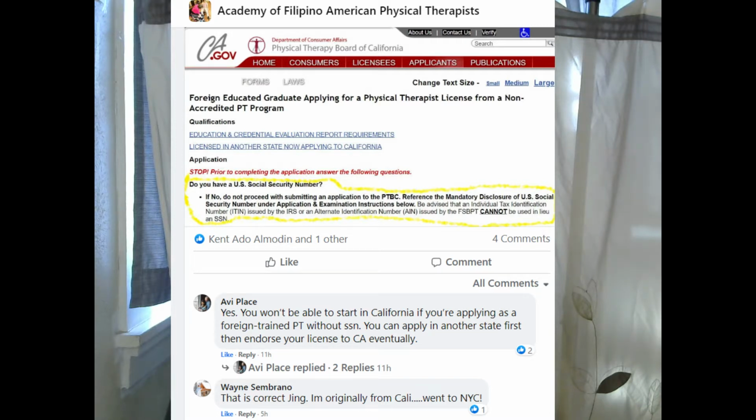Okay, so if you don't have a social security number, then you cannot apply to the state of California to start your US practice as a physical therapist. So when can you apply to California? If, for example, you're an immigrant here or a US citizen, and I've known some people who did this, they're half Filipino, half American. They went to the Philippines to get their education, came back here. So they have existing social security numbers. They were able to apply to California.